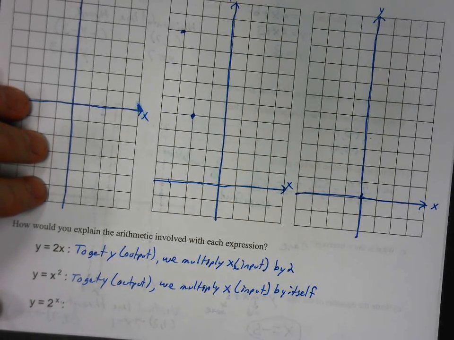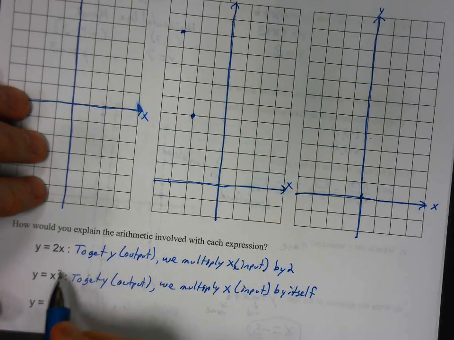So 3 squared would be 3 times 3. If that exponent was something else, like a 4, like 3 to the 4th, then you would do 3 times 3 times 3 times 3. So whatever the exponent is tells you how many times you're going to multiply the number x, or the input, by itself.